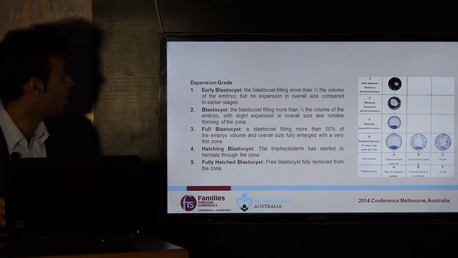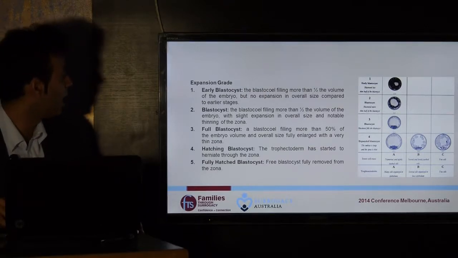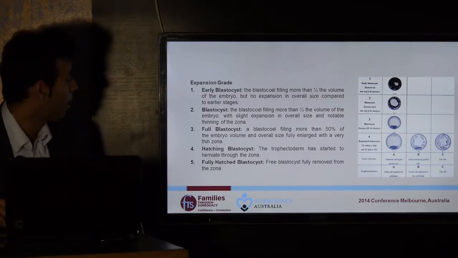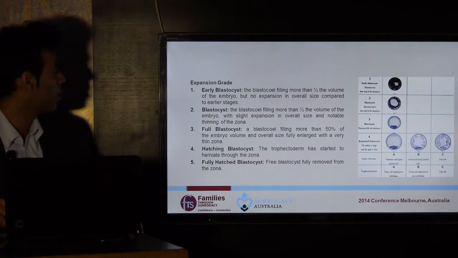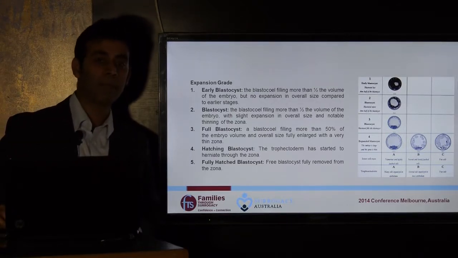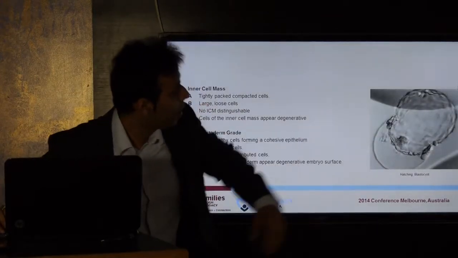A full blastocyst, the blastocele filling up more than 50% of the embryo volume and overall size fully enlarged with a very thin zona. A hatching blastocyst, the trophoectoderm has started to herniate through the zona, and a fully hatched blastocyst where the blastocyst is fully removed from the zona. We'll see in the later images of a hatched blastocyst. As you can see here, this is a hatching blastocyst.